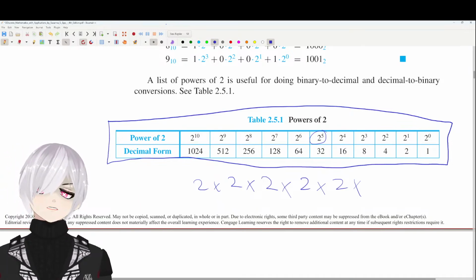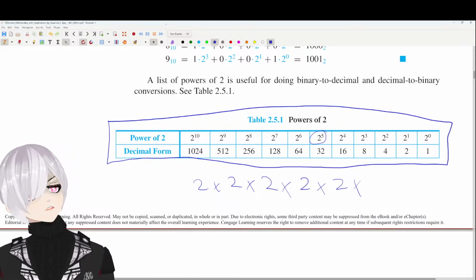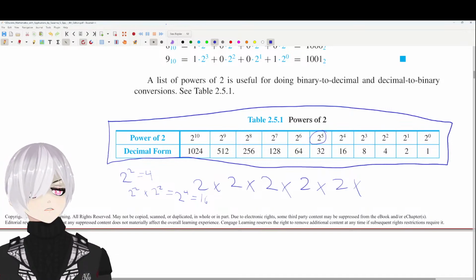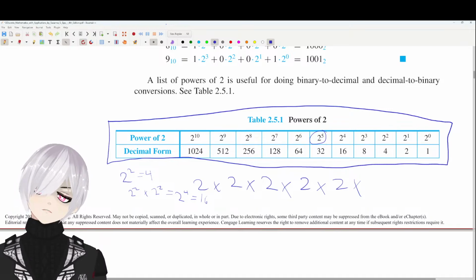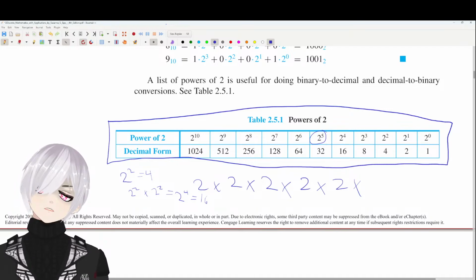Well, you could do it more quickly and say that 2 squared is 4. So 4 times 4 is 16, and then you have one more 2 left. So you multiply by 2 and you get 32. Because 2 to the fifth is 2 squared times 2 squared times 2. So you could have a shortcut like that, or if you happen to remember that 2 to the fourth is 16, just multiply by 2 and you get 32. 2 to the fifth.